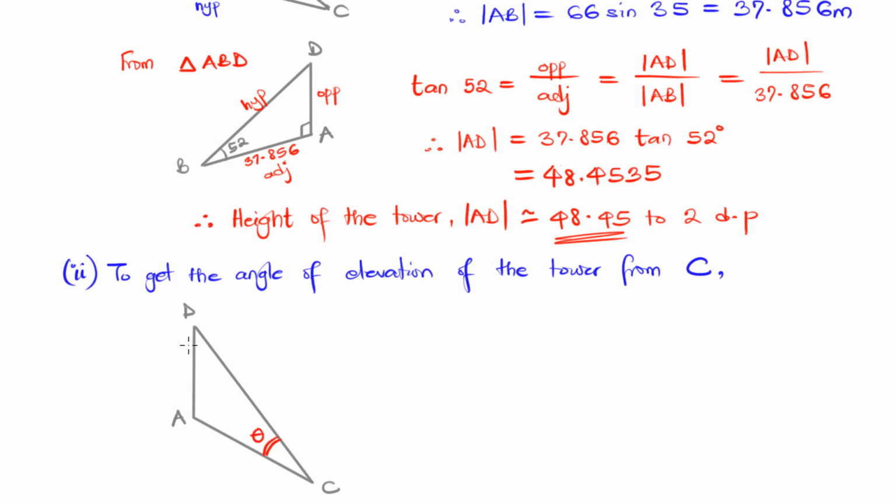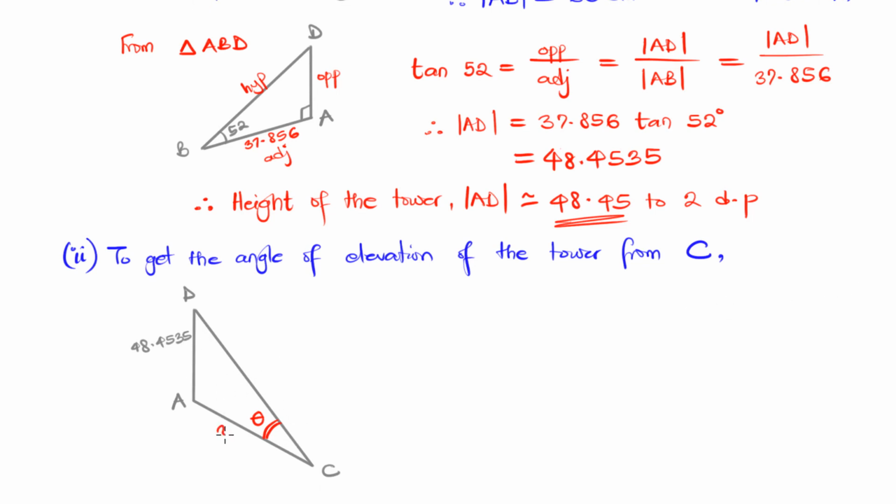All right, this is theta, AD. I just got AD to be 48.45 meters. Now, with respect to theta, we know that for us to actually use a trigonometric identity, we need to find at least one of the other sides. But here, we can find a way to get our AC.